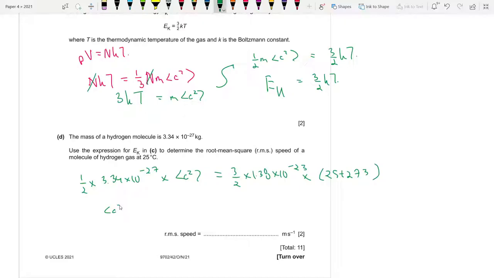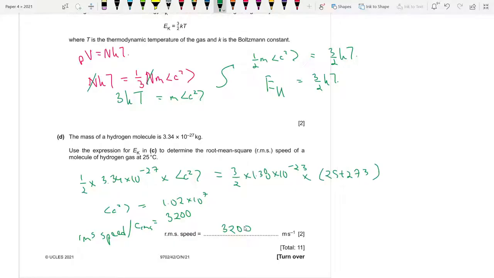So the mean square speed is 1.02 into 10 to the power of 7. If you want to find out the RMS speed, the root mean square speed, basically c_rms, the value is going to be root over the answer, which is 3189 or 3200 to two significant figures. Okay.